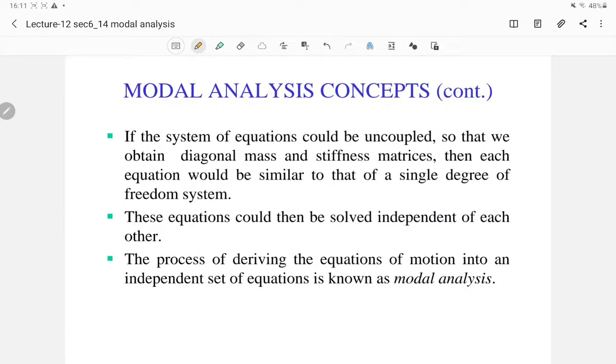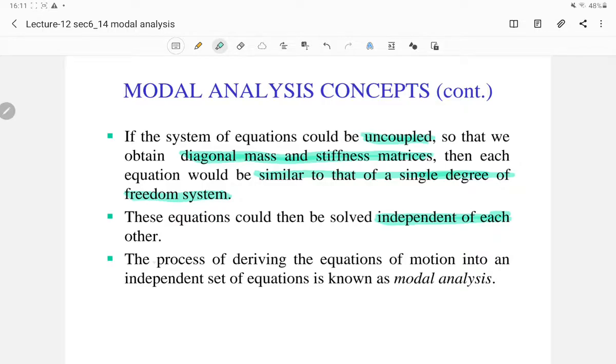If you could imagine the system of equations being uncoupled, which is a very important fact, we can obtain a diagonal mass. What uncoupled means is that both the mass and stiffness matrices are diagonal. Then each of the equations would be similar to that of a single degree of freedom system, like two single degree of freedom systems. So these equations can be solved independently of each other. This is a very important point.